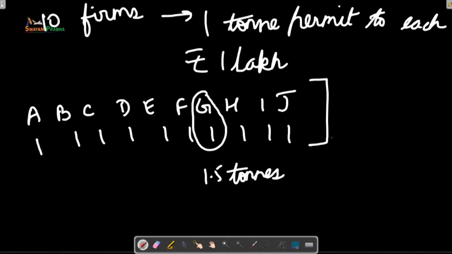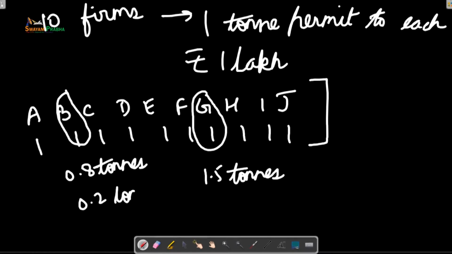So suppose the firm B bought a 1 ton permit, but it is only going to need 0.8 tons when it is doing its production. So in this case, it can sell off the 0.2 tons that remain to this firm G. Now, what is the rate at which it will be selling these 0.2 tons? It will not be this rate.